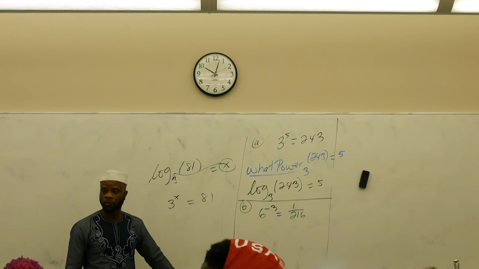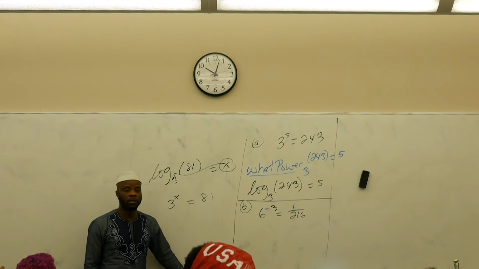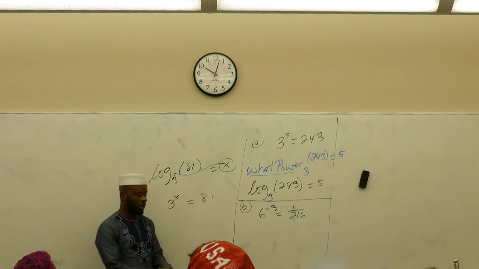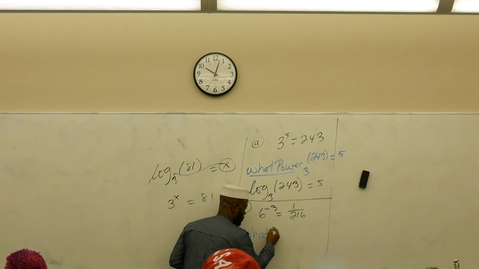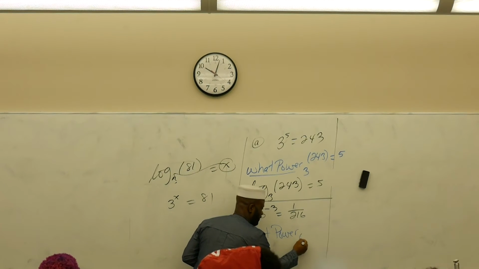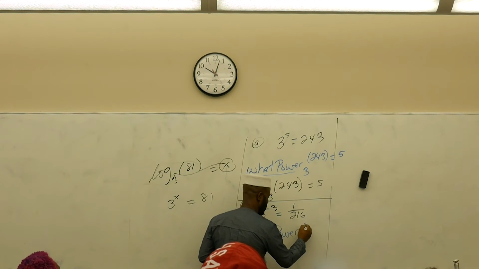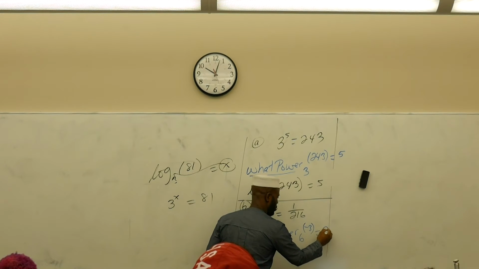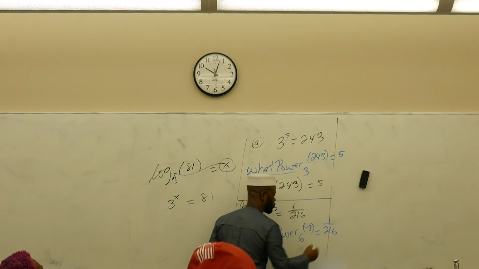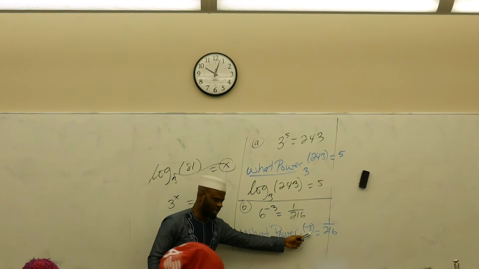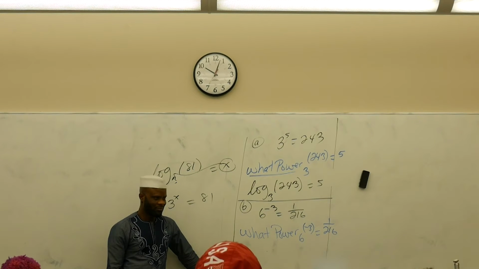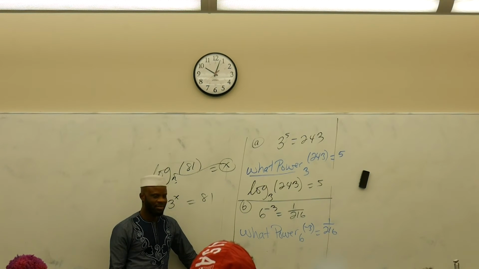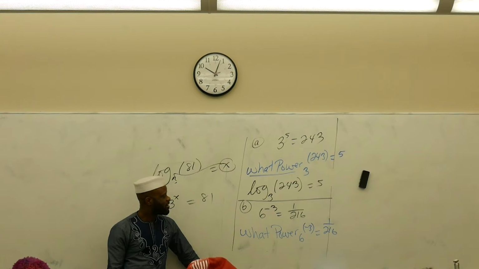Problem B. What has the power here? 6, right? So our question is, what power of 6 gives me 1 over 216? And the answer was negative 3, right? See that?